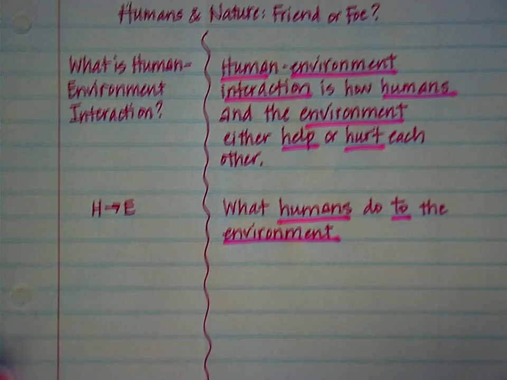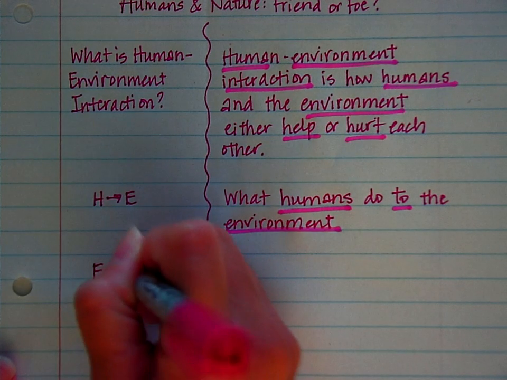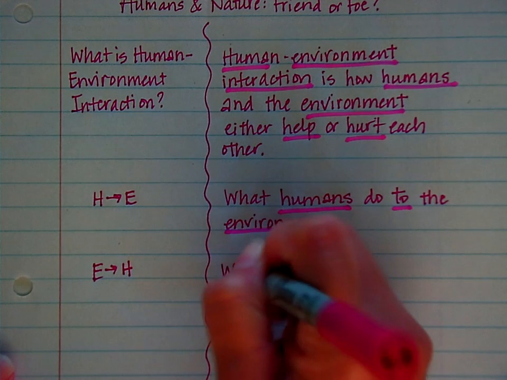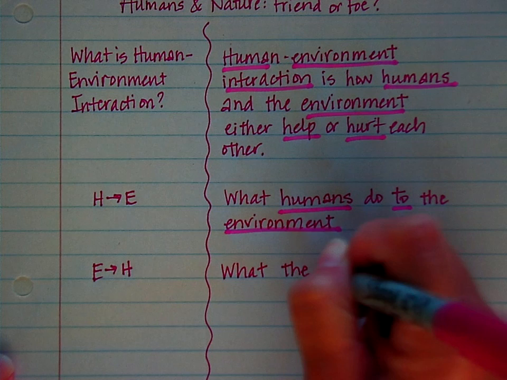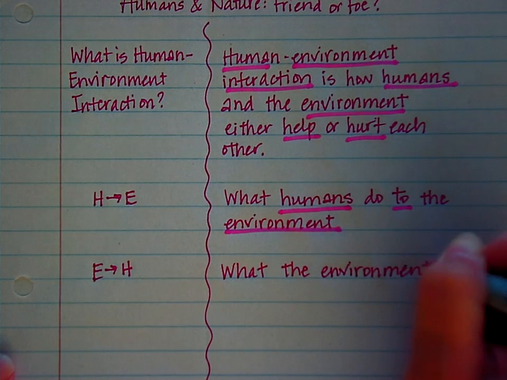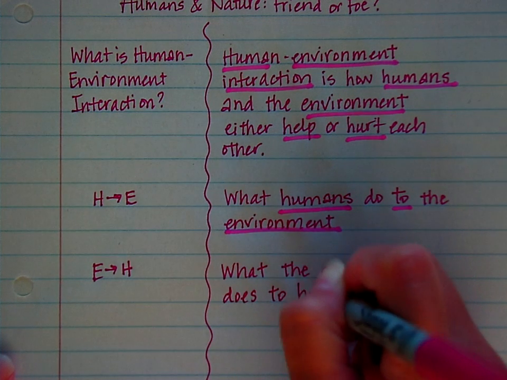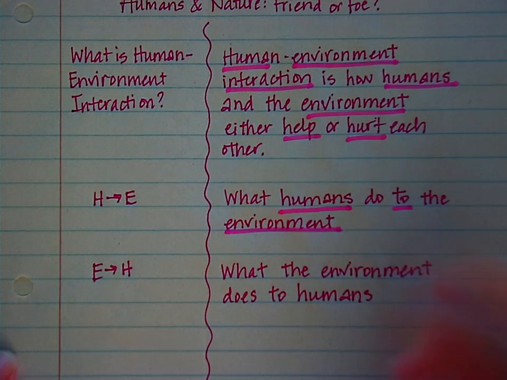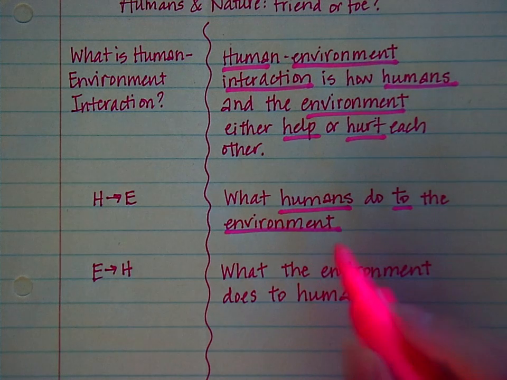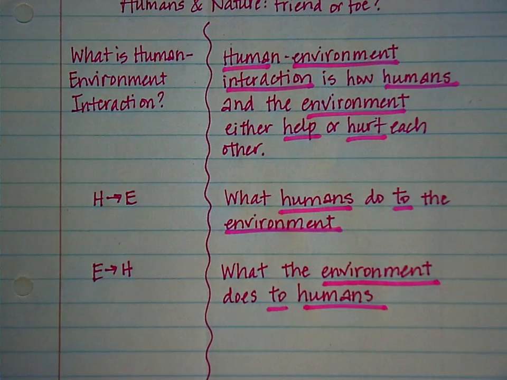And then if we were to flip it around, E with an arrow to an H, I like to call it E to H. What we're looking at there is what the environment does to humans. And once again, using your highlighter, I'm going to underline environment to humans. That's the E to H part.